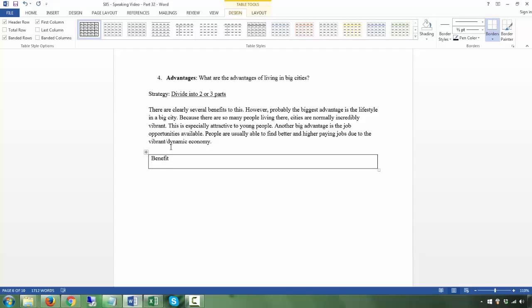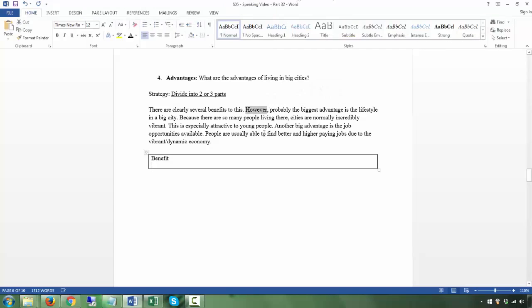Next, let's talk about this. However is a cohesive device which tells you that we're going to talk about something opposite. Okay, we're going to contrast something. And why am I using however here? Because in this introduction sentence, you have there are clearly several benefits. So what we're saying is that, okay, there are a number of benefits. However, probably the biggest advantage, the biggest benefit. So we're contrasting: in the first part we say there are many, but here we're talking about one, the biggest. Okay, so there's that contrast there.